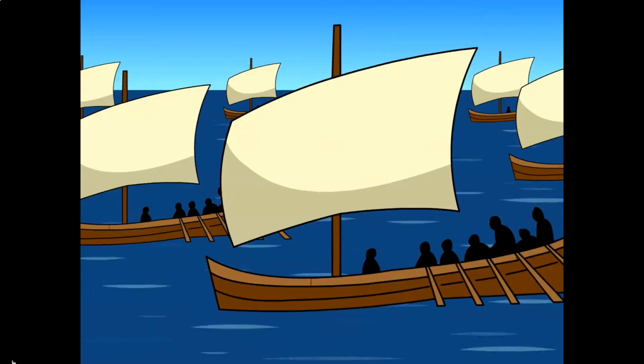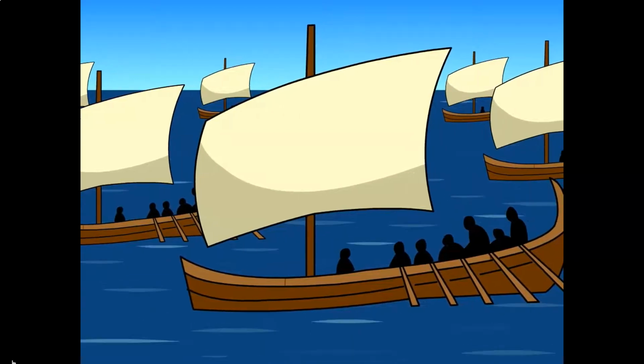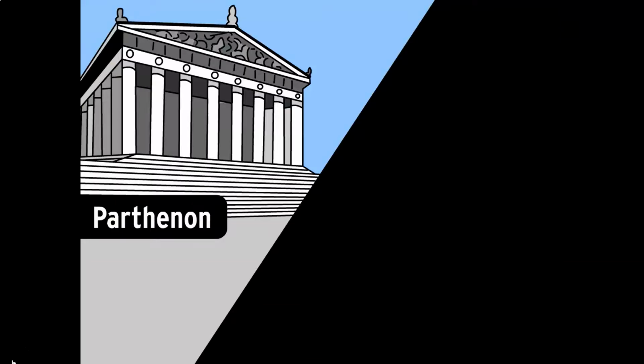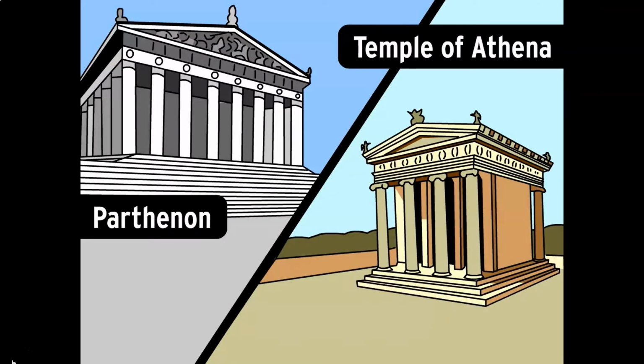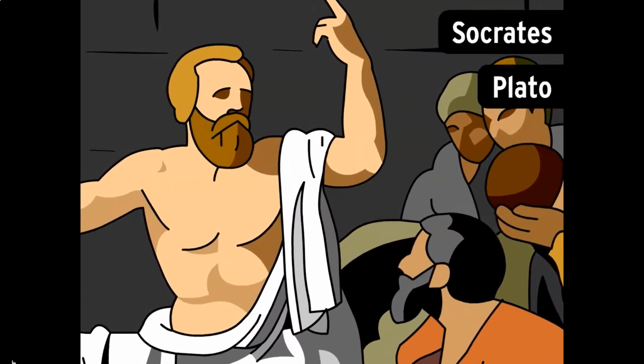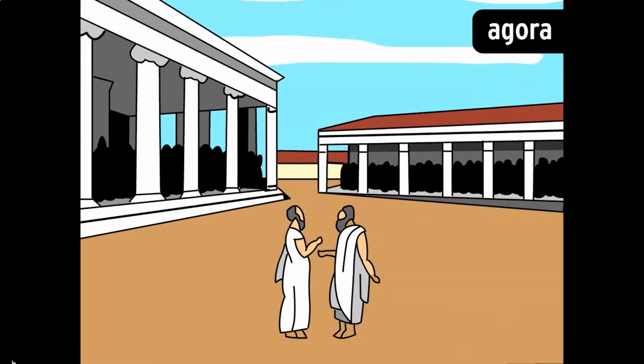Under Pericles' leadership, Athens built up its defending wall and its navy. That came in handy when they had to fight a war with the neighboring city-state of Sparta. But Pericles wasn't all about making Athens a military powerhouse, he also wanted to make it beautiful. The Parthenon and the Temple of Athena were built under his command. Famous philosophers like Socrates and Plato set the standard for Western thought. They argued their points in the center of town, called the Agora.